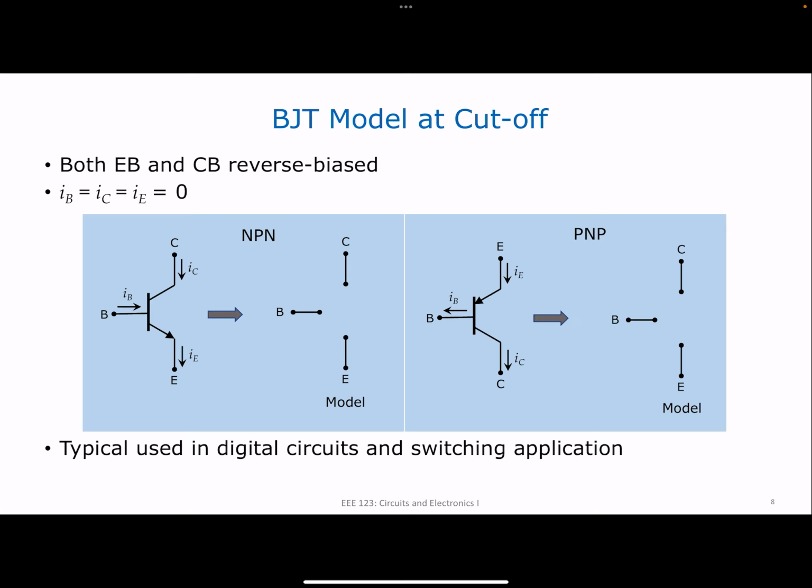When do you use your BJT in cutoff mode? Typically, that is used in digital circuits and in switching applications. So we're going to show examples of switching applications later on. On digital circuits, we're going to show this when you go to, I guess it is module 9 or module 10, when we take up digital circuits.